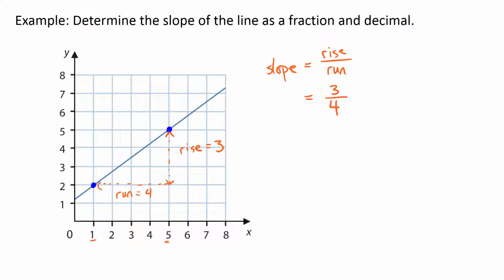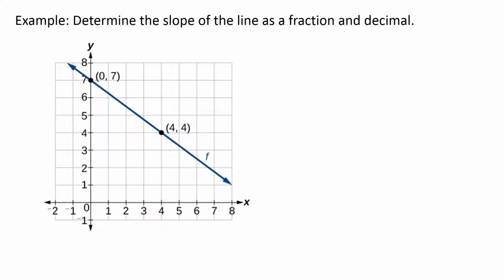And if I wanted to change that fraction answer into a decimal, I would just have to do the division either in my head or with my calculator. 3 divided by 4 in my calculator, I get 0.75. So that's the slope as a fraction and as a decimal.